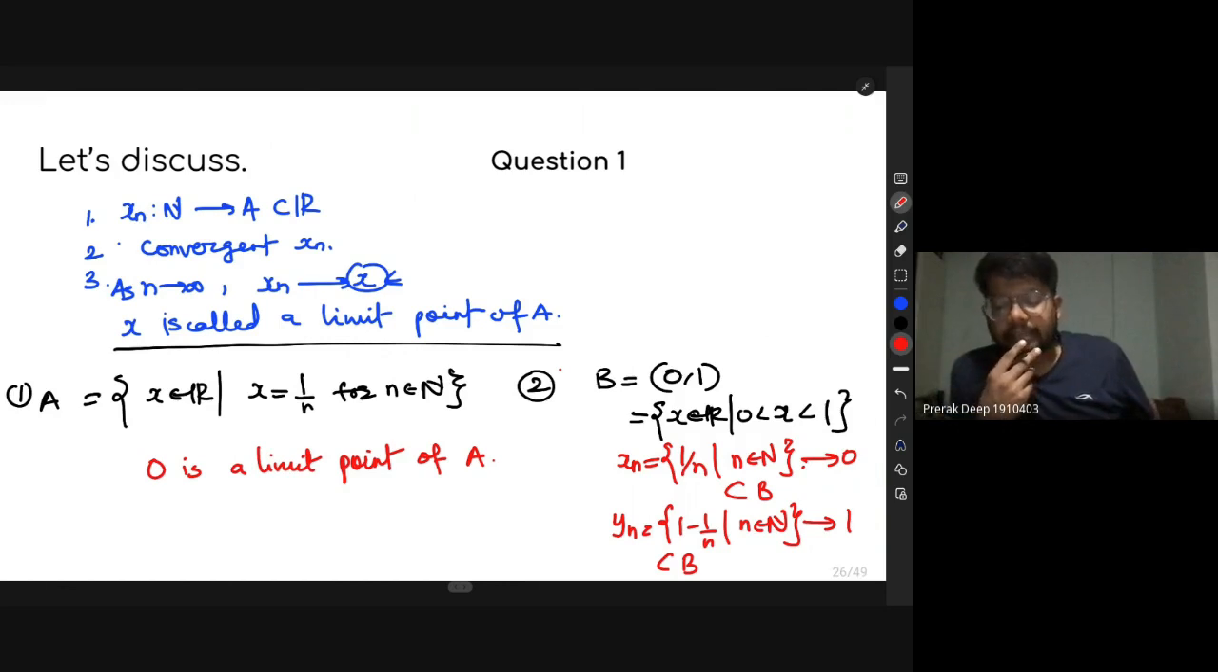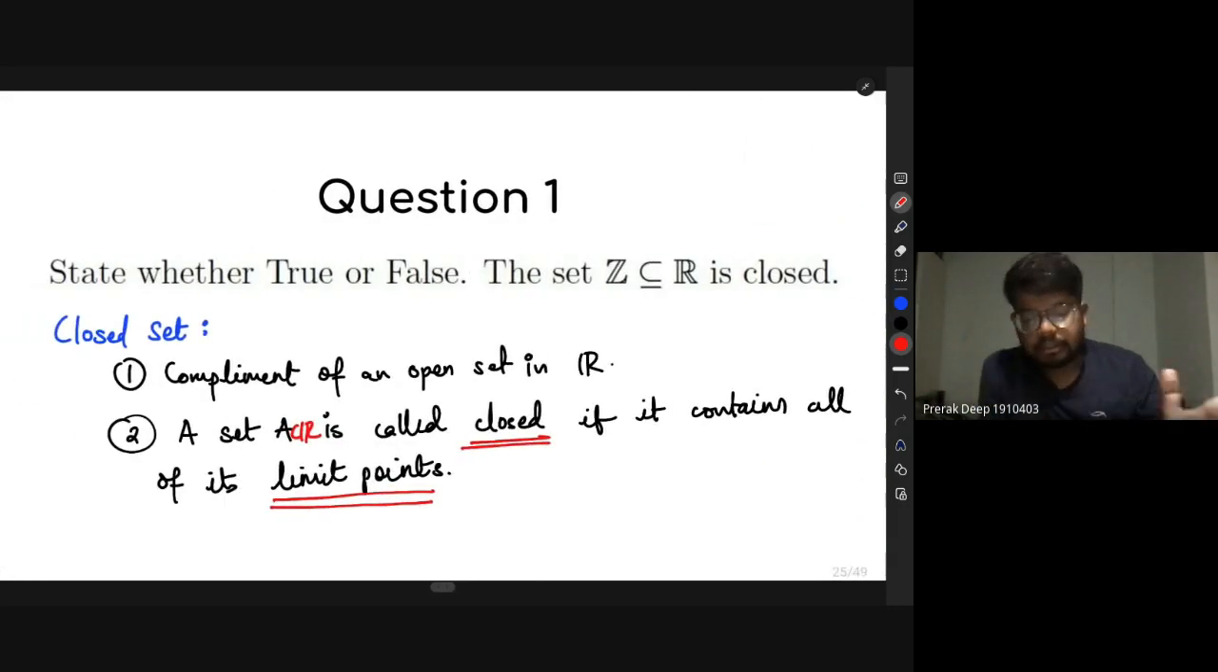Similarly, in the second example, where B is the open interval (0, 1), it also doesn't contain its limit points: it leaves out 0 and it leaves out 1. So 0 and 1 are two limit points of B, and B doesn't contain either of them. So B is also not a closed set. I hope this discussion is clear to all of you. Now we come back to the question: state whether true or false. The set Z of all integers in R is closed.